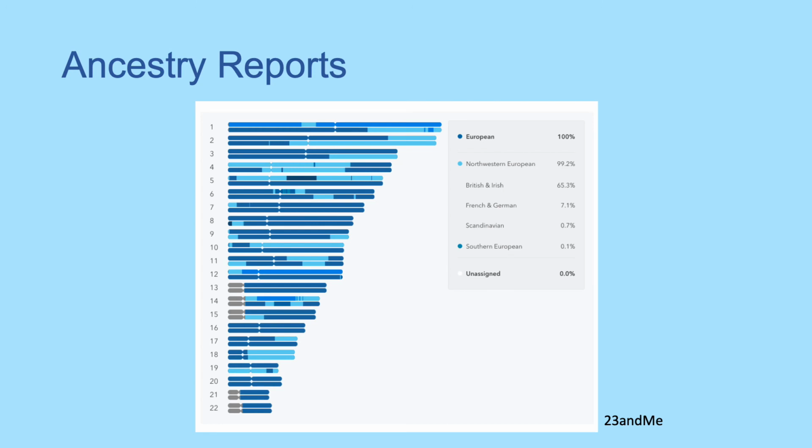Here is an ancestry report from 23andMe. It looks just like Jack's report, right? That's because it's pretty much the same thing, but here it just shows all of the chromosomes.